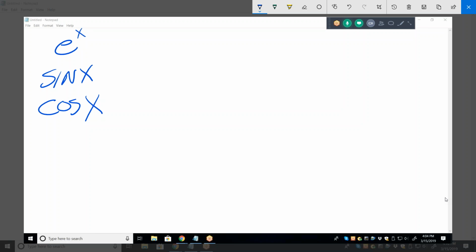We did e to the x on the first day, and so I just copied that down, but it makes a lot more sense when you described it. And then I did the sine x and cosine x in class, and that's the one with sine as like an alternating series essentially. Yes, it is. But the thing is that alternating series is exactly equal to sine x.